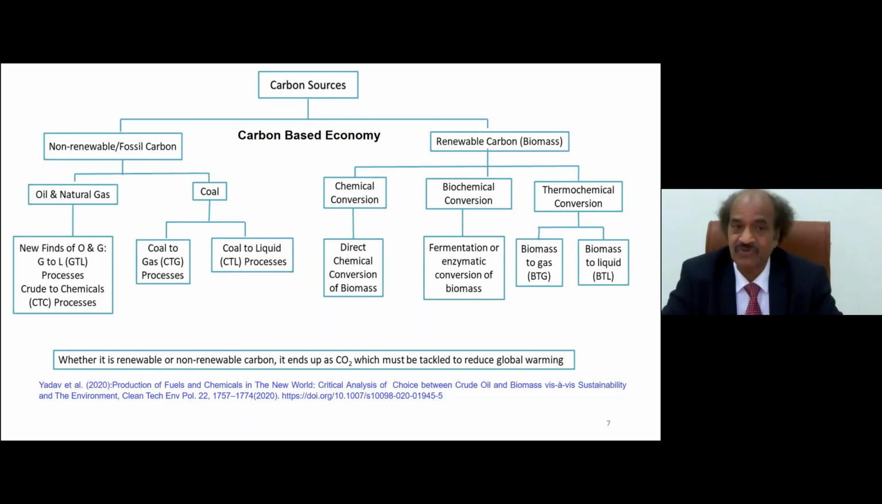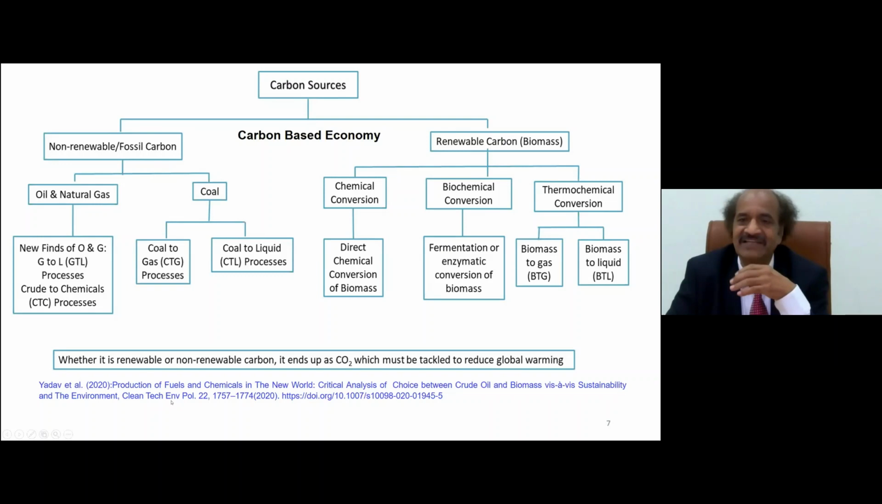So if you take coal, or oil and natural gas, ultimately the end result is what? As against that, we are talking about biomass refineries, so-called biorefineries, where we have all sorts of conversion processes, whether chemical, biochemical, or thermochemical. Ultimately, the fate of this carbon is carbon dioxide. So in carbon neutral cases, the CO2 is coming from biomass, and if it is tackled, then we can say it is net zero.